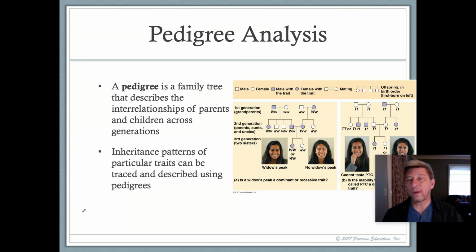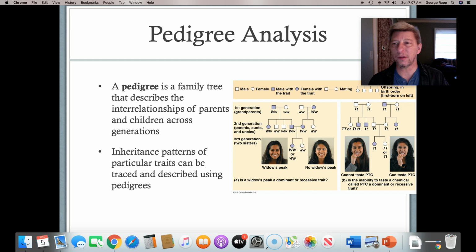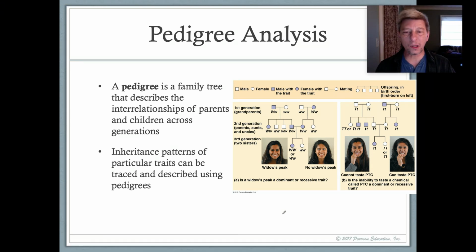Now, one way that this can be done and analyzed is by using what we call a pedigree. Now, a pedigree is a chart essentially that labels each individual in a family and essentially writes down what their genotype is.